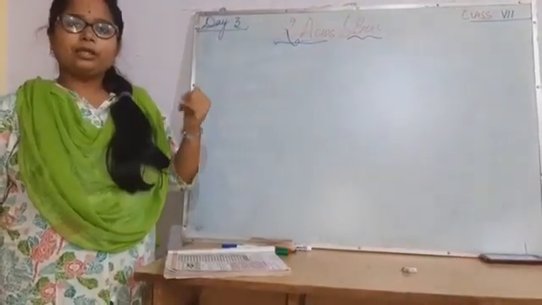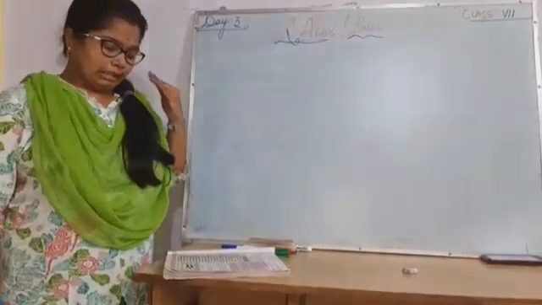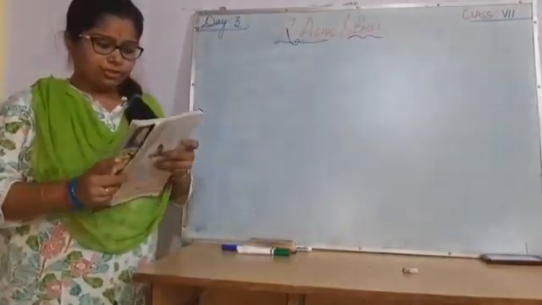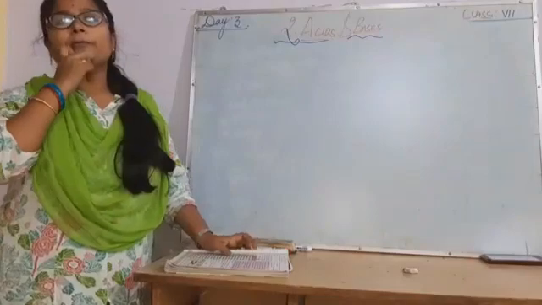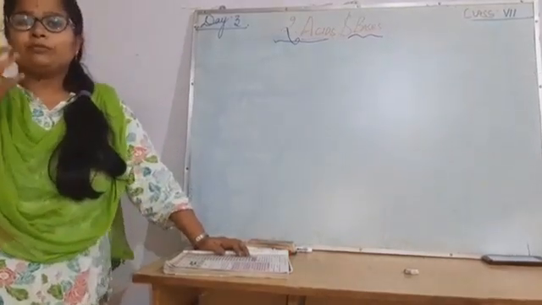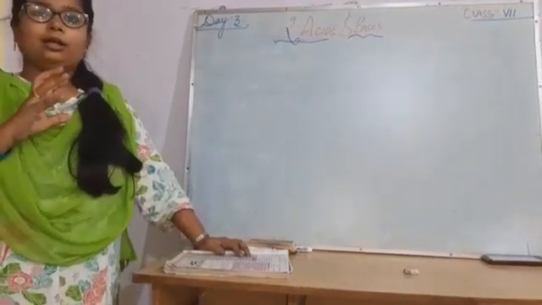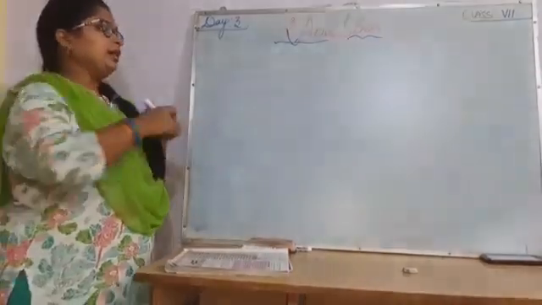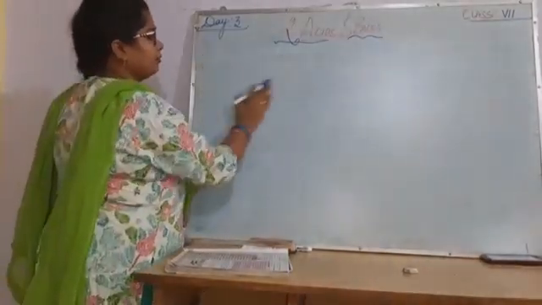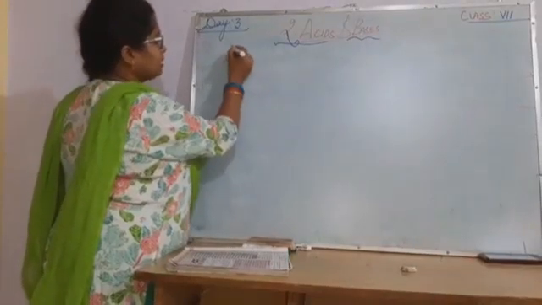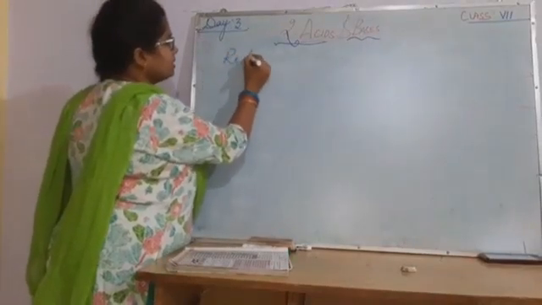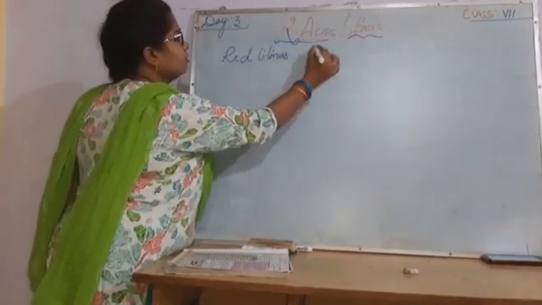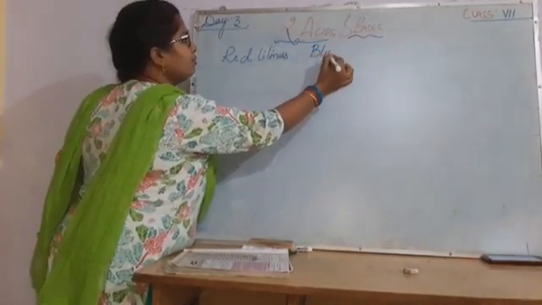So, until now, sorry, let us do 3 we had completed. So what did we learn? We have learned that some substances change their color when added to red litmus paper, and some substances change their color when added to blue litmus paper.